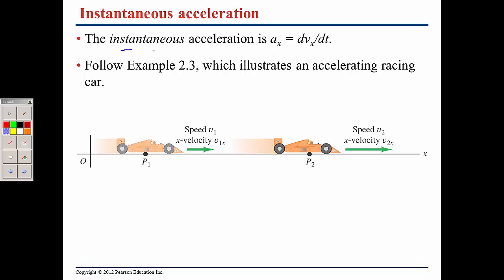The only thing I really want to mention on this slide is we've already defined our average acceleration to be the change in velocity divided by the change in time. And if we take the limit as the change in velocity over change in time, as the change in time goes to 0, then guess what? We get our instantaneous x acceleration, or the derivative of velocity with respect to time.